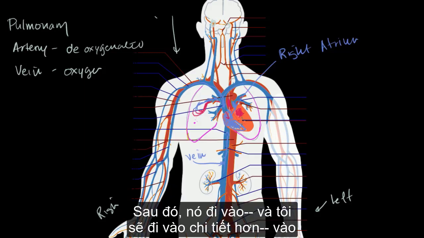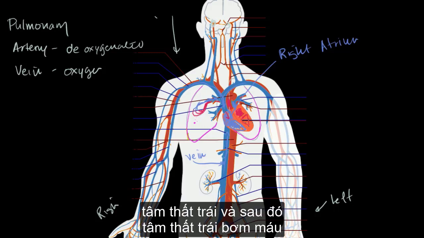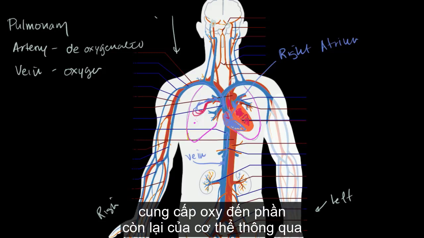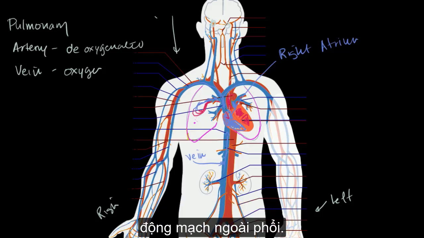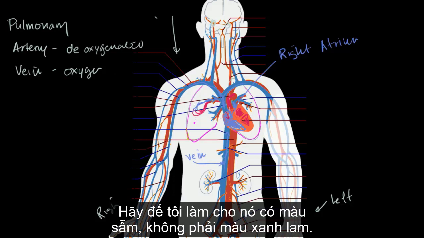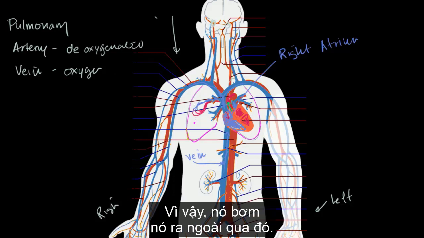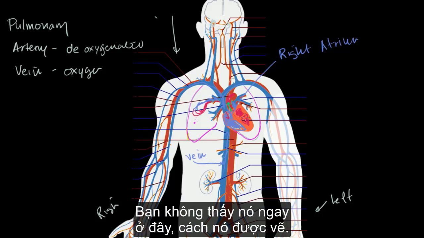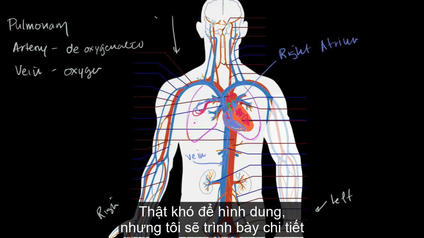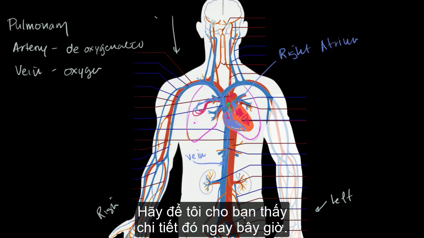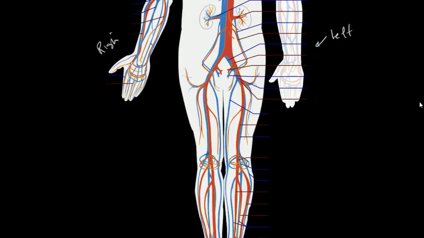Then it goes into, and I'll go into more detail, the left ventricle. And then the left ventricle pumps that oxygenated blood to the rest of the body, via the non-pulmonary arteries. So it pumps out. Let me make it a nice dark non-blue color. So it pumps it out through there. You don't see it right here, the way it's drawn. It's a little bit of a strange drawing, or it's hard to visualize, but I'll show it in more detail. And then it goes to the rest of the body. And let me show you that detail right now.